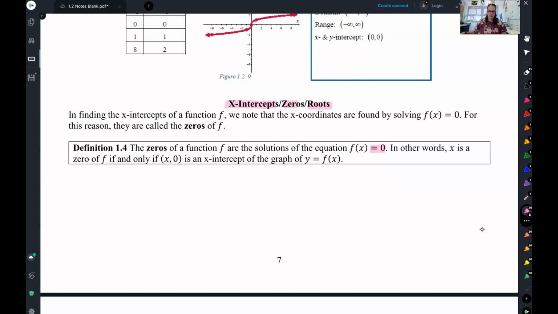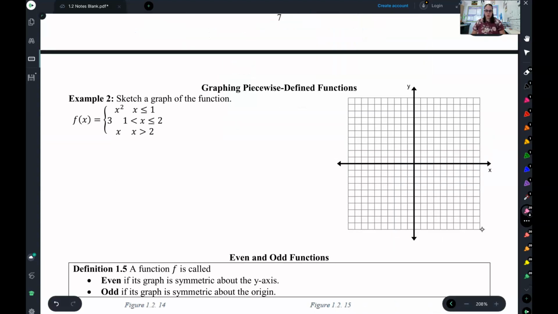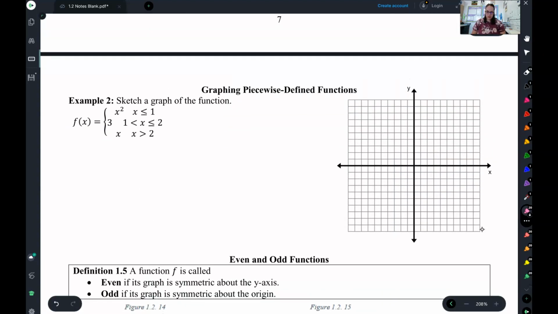Let's see. So we will deal with that a little bit more later. We'll come back to this idea of x-intercept and zeros and roots multiple times. So let's move on to graphing piecewise functions. We dealt with a piecewise function at the start of 1.2.